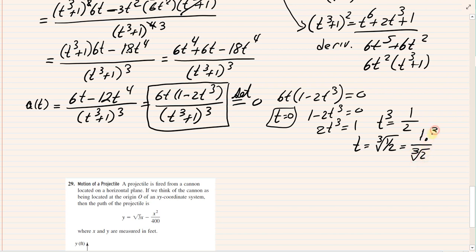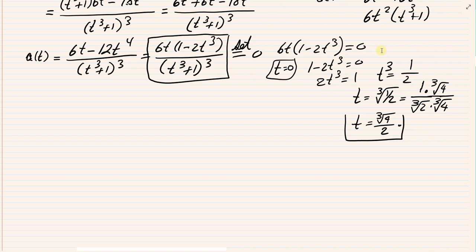So if I multiply by cube root of 4, I have rationalized it. And this becomes cube root of 4 over the cube root of the denominator, 8, which makes it 2. And there you go. So those are places where the acceleration is 0. Okay.